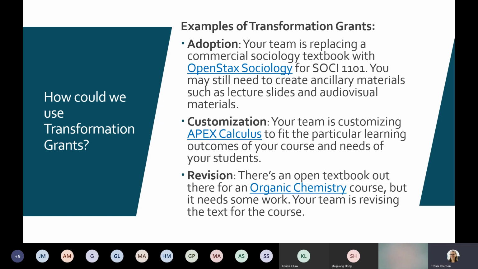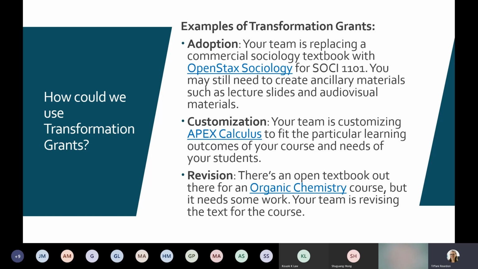How could you use transformation grants? There are a lot of different types of projects that we see on these grants. So a few examples here. An example of an adoption would be if you are replacing your commercial sociology textbook, or your commercial whatever-you-teach textbook, with a textbook that is already out there, an open textbook, already perfectly designed for your course, or at least good enough for what you are trying to do.